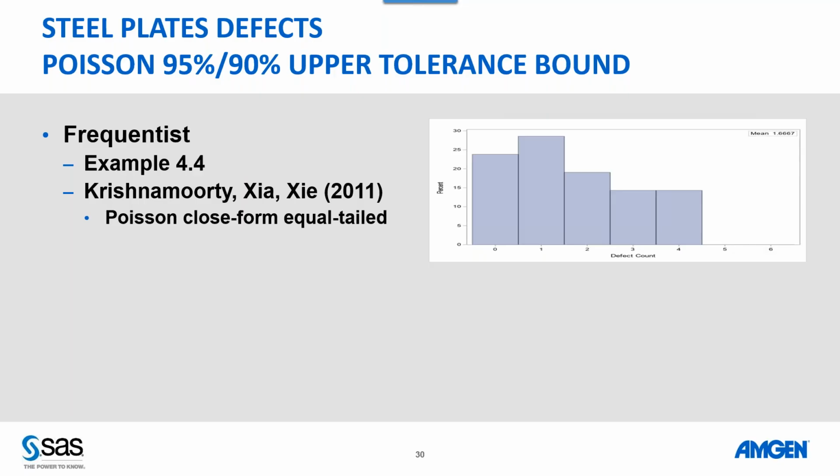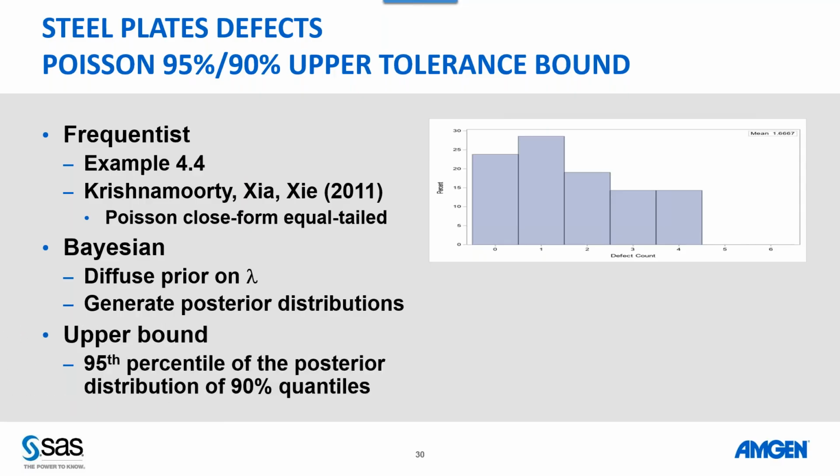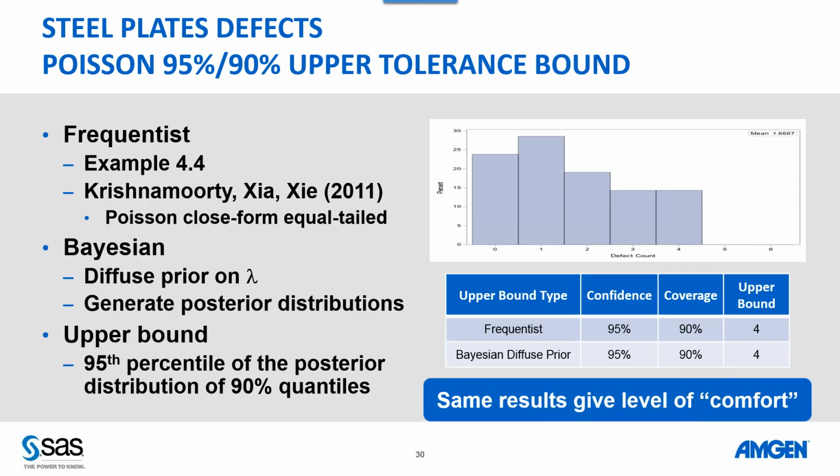If you're dealing with count data, you normally use a Poisson distribution. So we're going to use a Poisson distribution, and since the Poisson distribution has only one parameter, lambda, we're going to put a diffuse prior on lambda. Again, we're going to generate the posterior distribution for lambda, and then calculate the quantile. In this case, we want a 95% confidence, 90% coverage upper bound. So we're going to get the 95th percentile of the posterior distribution of the 90% quantile.